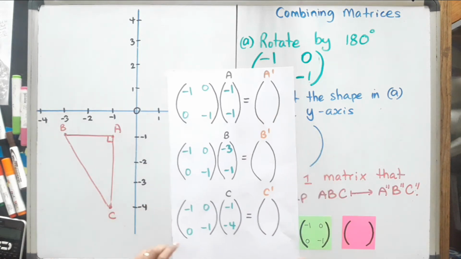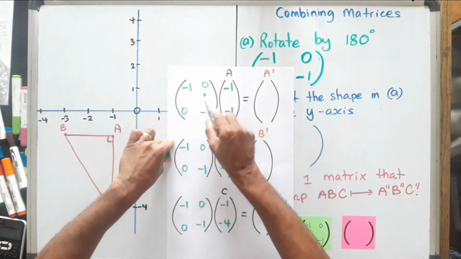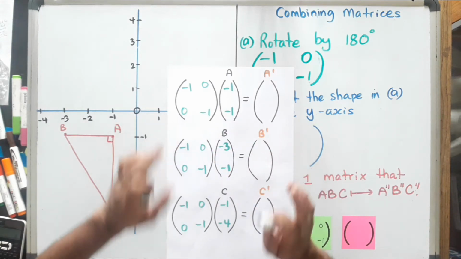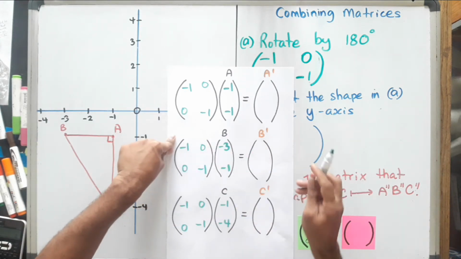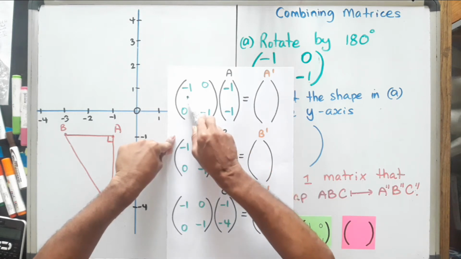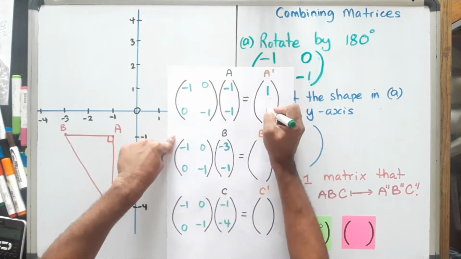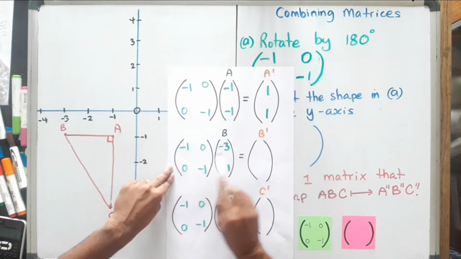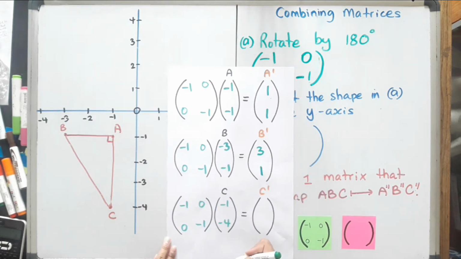Now remember, you have to be a pro in multiplying matrices to get through this topic. So if you don't know how to multiply matrices, I'm reminding you again to go and watch the previous videos. So let's multiply this. Let's see what we get here. We'll get minus 1, minus 1 becomes positive 1 and positive 1. This one here we will get positive 3 and positive 1. And this one seems to be positive 1 and positive 4.